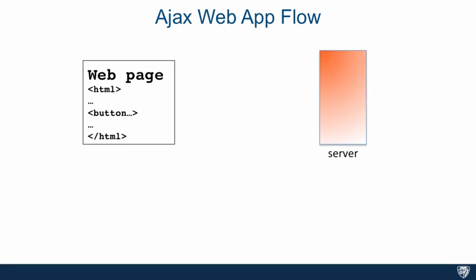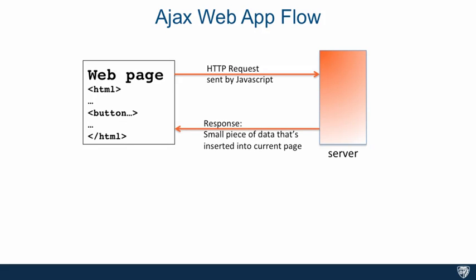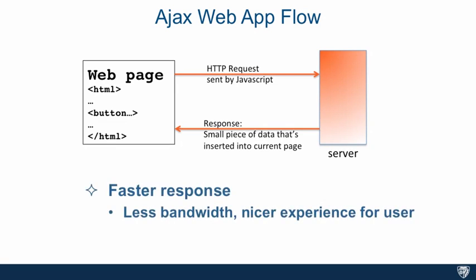Now in the Ajax web app flow, you have a web page and it also makes an HTTP request, and that is usually sent by JavaScript, and the server also replies, and its response is a small piece of data that's inserted usually into the current page. And the only thing that changes is some minor piece of data. Now, obviously, this is way faster. The response is faster. You use less bandwidth because only one small piece of data is returned. And obviously, it's a much nicer user experience as well.